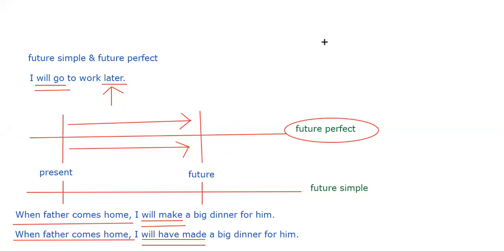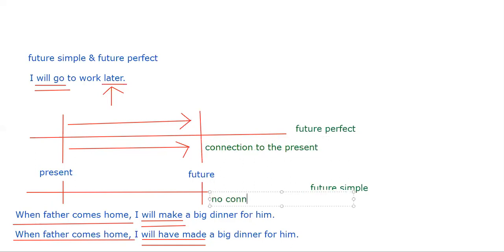So now do you see the difference? The future perfect implies that a future action has connection to the present. So let me type that out. Whereas the future simple implies no connection to the present. So that's really the difference between the two. Okay, now let me answer these questions.